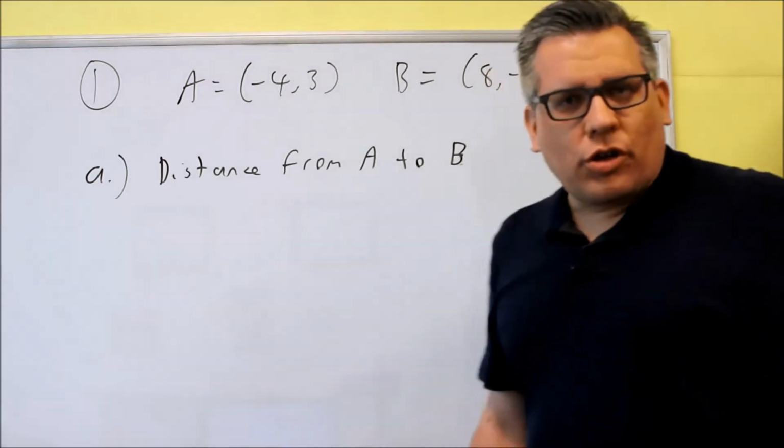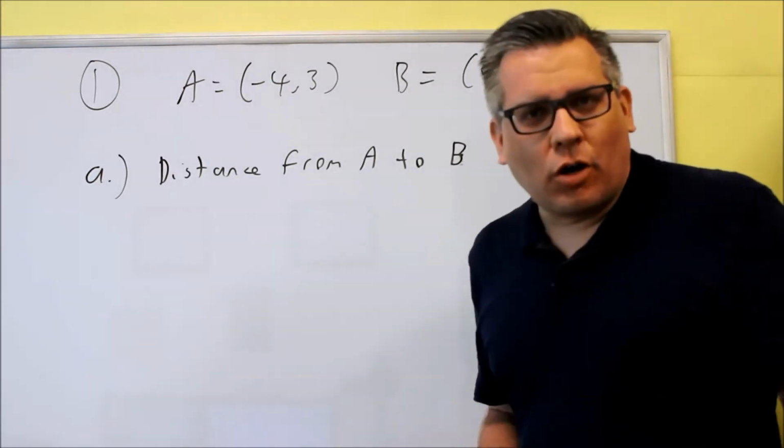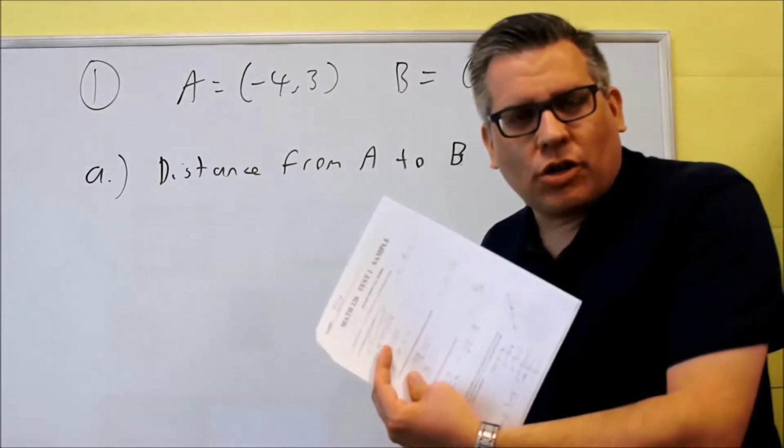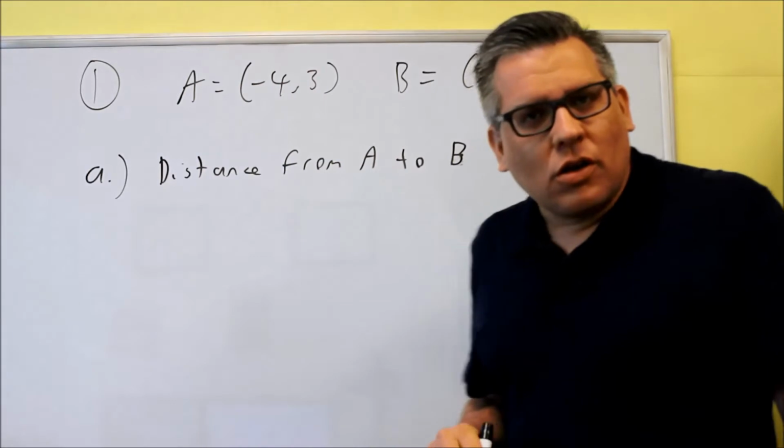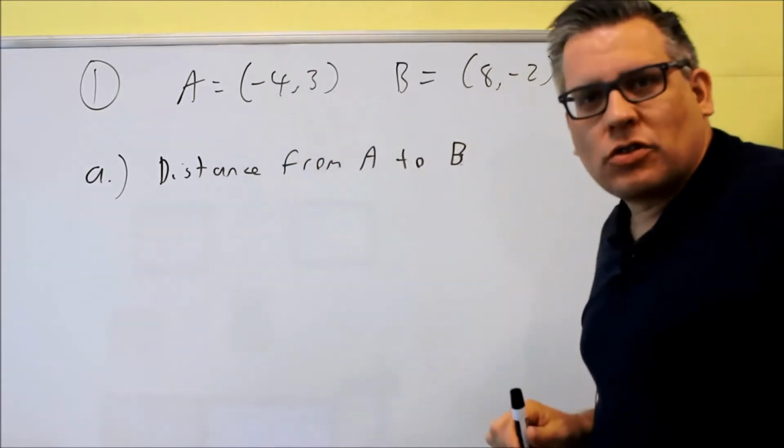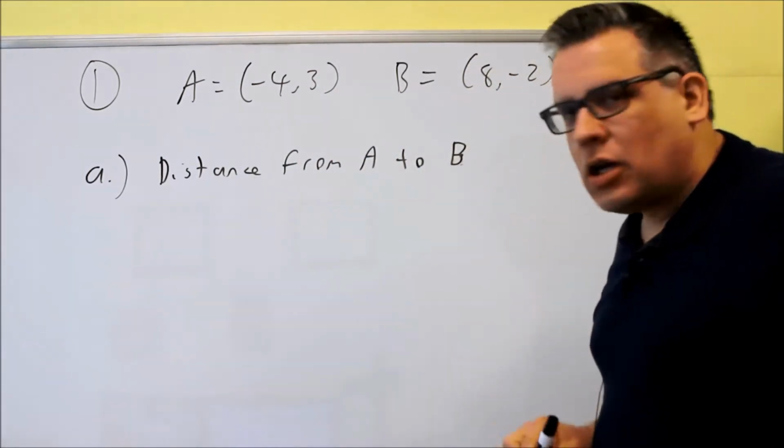Okay, so we're going to go through the sample test 1 review. We want to make sure you have a copy of this and follow along as I go through. So start with number 1. Number 1, we got these 2 points given to us. We want to find the distance from A to B.